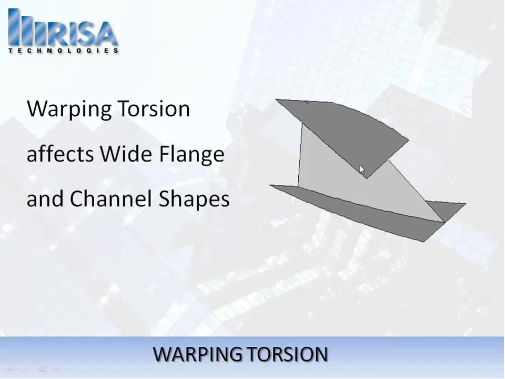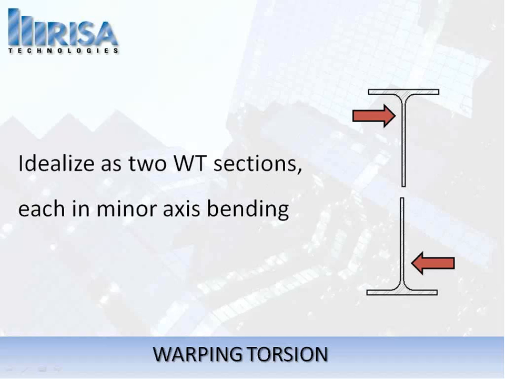But in a wide flange, we get an additional effect, and that's most easily represented by taking a look at the visualization of that wide flange as two WT members in minor axis bending. If you picture for a moment the idea that we take our wide flange and we cut it right here, and that we take the top as a WT with a representative point load going into the minor axis of it, and the bottom pointing in that direction, the value of these forces multiplied by the moment arm between them would be equal to the torsion that exists in this member.